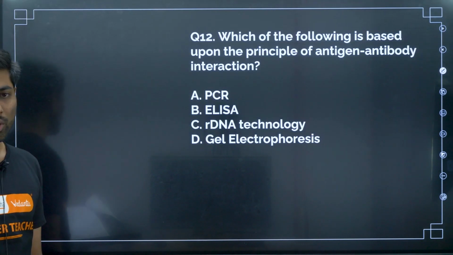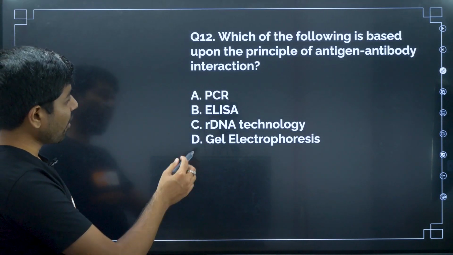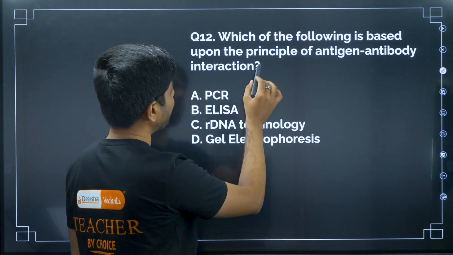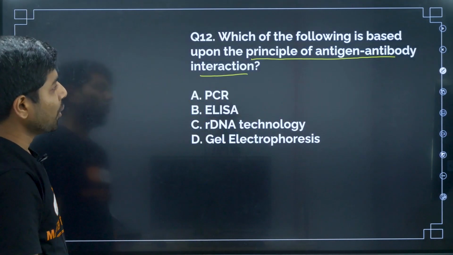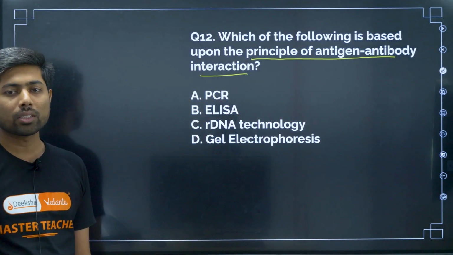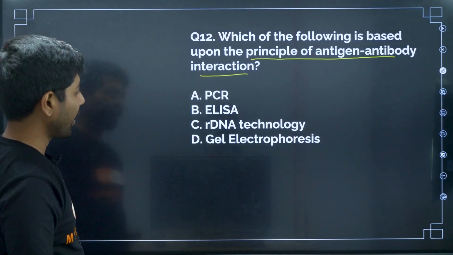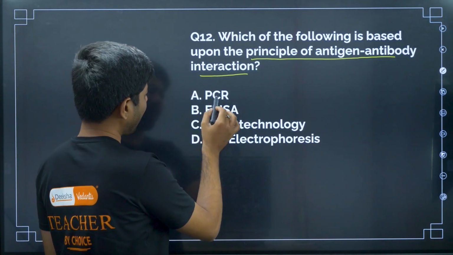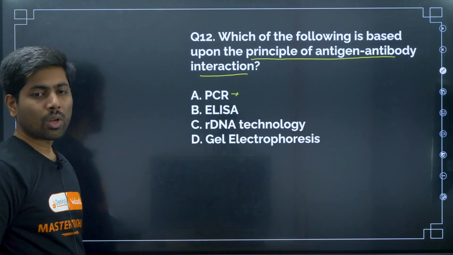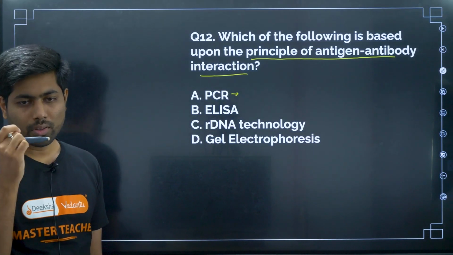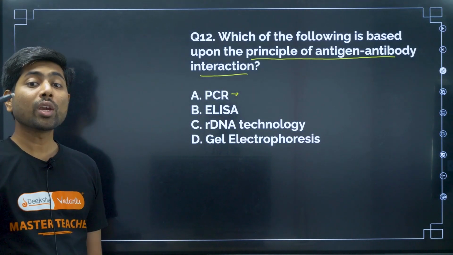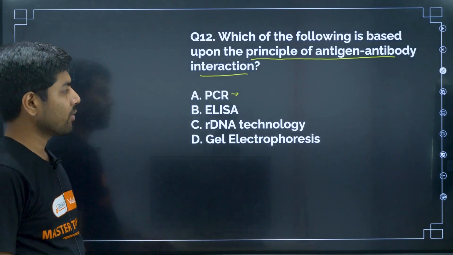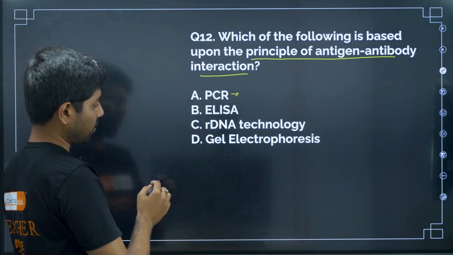Now look at question number 12. Which one of the following is based on the principle of antigen-antibody interaction? Now you know PCR. What does PCR do? If you take a small bit of genetic material, any nucleic acid, it will give you many copies, multiple copies, right? Therefore this is not related with this principle.